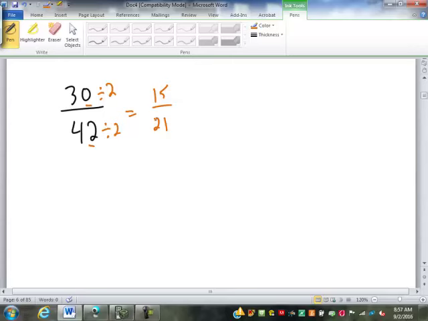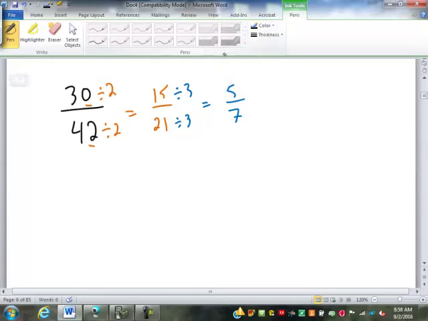But just because we've divided by something does not mean we're done. Both of these can still be divided, but now that they're smaller, it's a little bit easier to find. They can both be divided by 3. 15 divided by 3 is 5. 21 divided by 3 is 7.